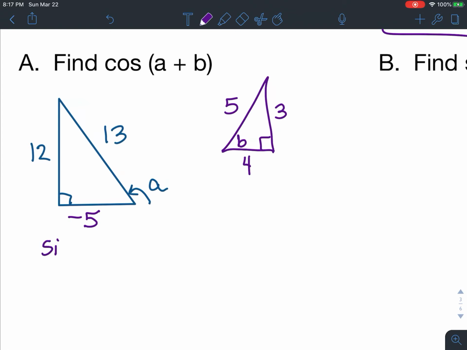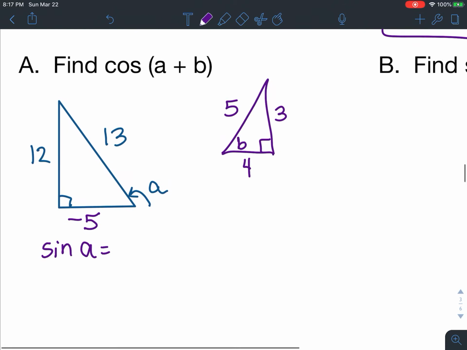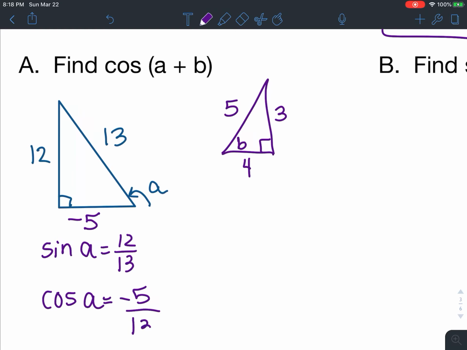So now from this, I could list the sine of A. That was actually given, though. That's 12 over 13. And I could list the cosine of A, which is -5 over 13. And then for angle B, the sine of angle B is 3 over 5, and the cosine of angle B is 4 over 5.